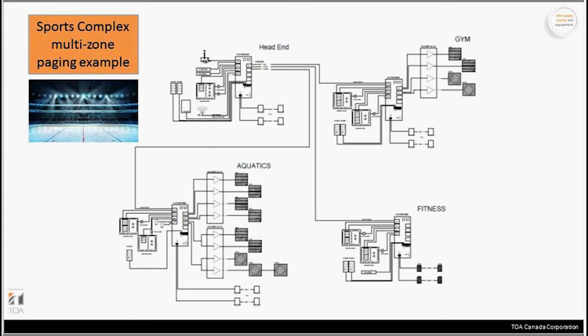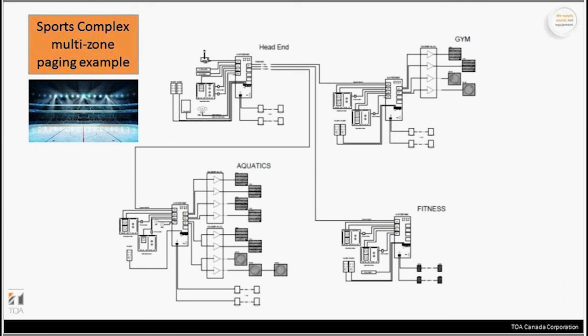In the gym, maybe in the fitness area, there is an aerobics class going on. In aquatics, in the swimming pool, we've got a mixer with 2 4-channel amps. So there's a lot of things going on. But what's great is the paging function from the head end, you can see the connection with the wiring diagram that goes to each of the preamp mixers in each zone.